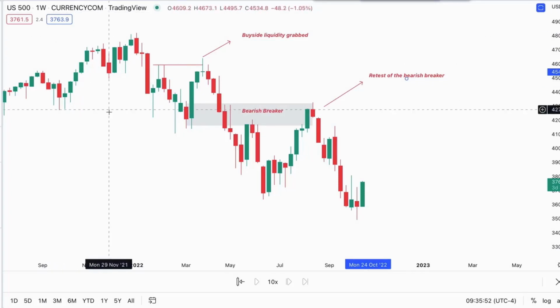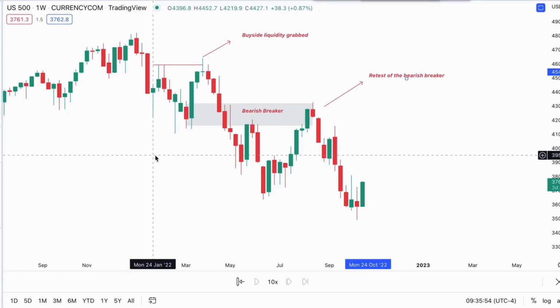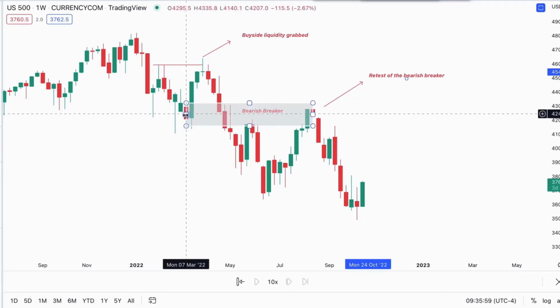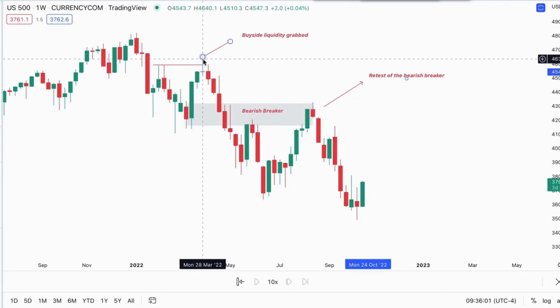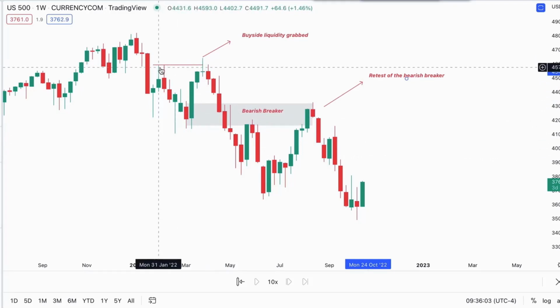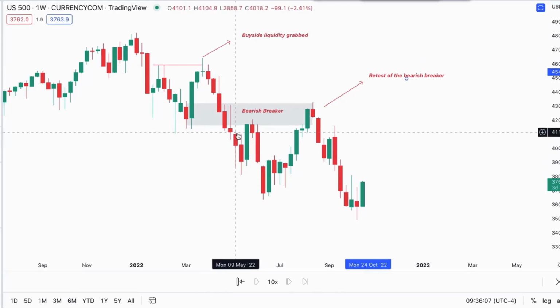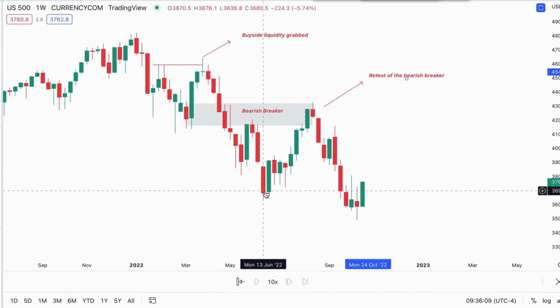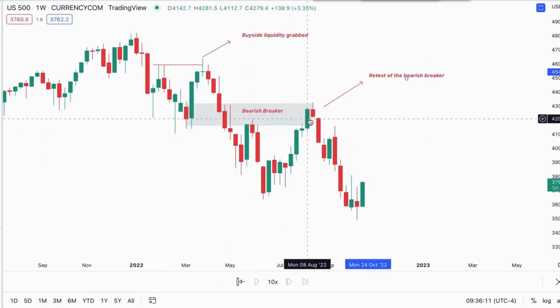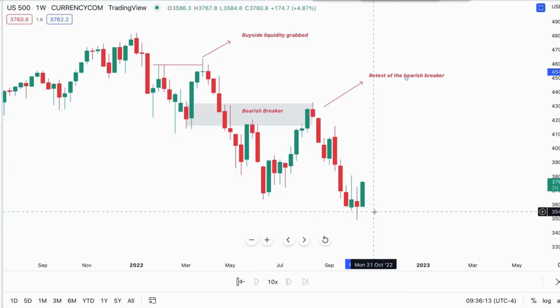A bearish breaker occurs also on high time frames. In this example, we are using a weekly Nasdaq chart. We can see clearly this last down close candle that leads to this break of the previous swing high. Market makers took the buy-side liquidity and dropped price down to break the previous swing low as well. Once price retested this breaker, it dropped down.